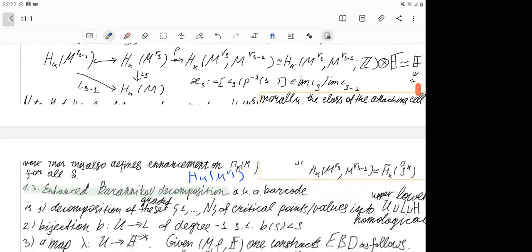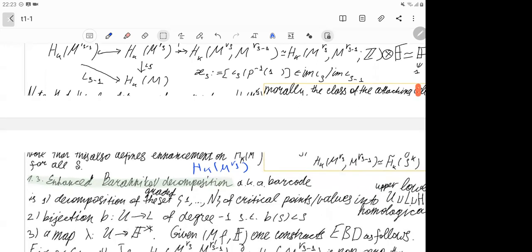This starts with the thing that you all know or have heard about, that first, it is the decomposition of the graded set 1 to n of critical points. It is graded by the index of the critical point. I might say either critical points or values, because these are in natural bijection since the function is strong, into 3 disjoint pieces called upper, lower, and homological. This is the first part of the data of the enhanced barcode.